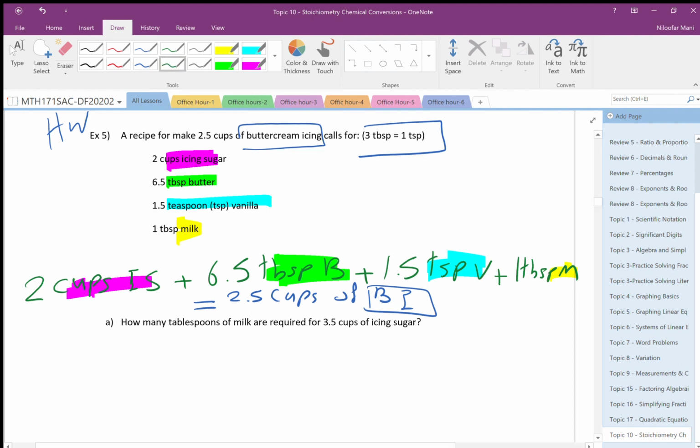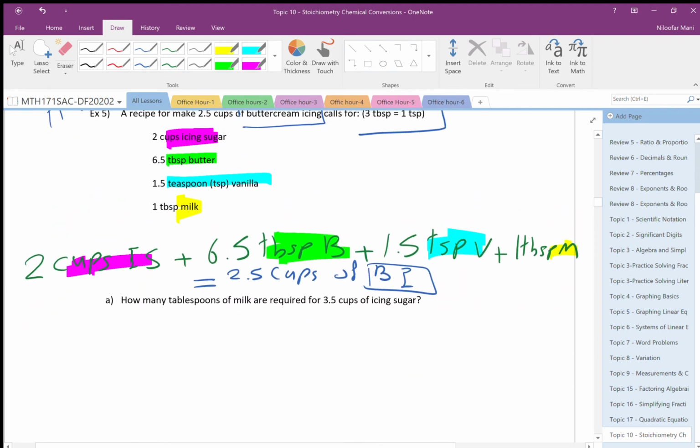So you have to keep this in your mind, that you have these just as an equation between them, that if you use these cups of icing sugar plus this tablespoon and this teaspoon and this tablespoon and all of these, when you add them, you can have 2.5 cups. Then you can answer these questions.